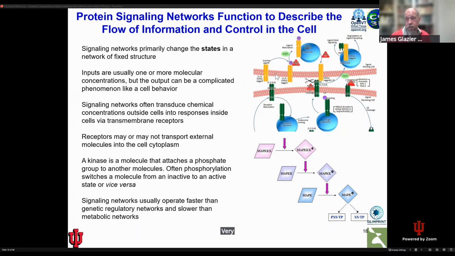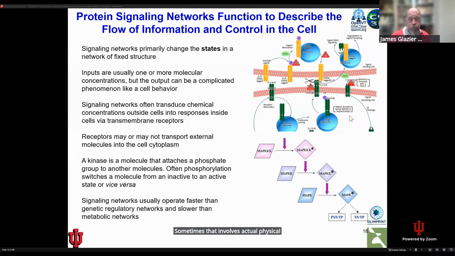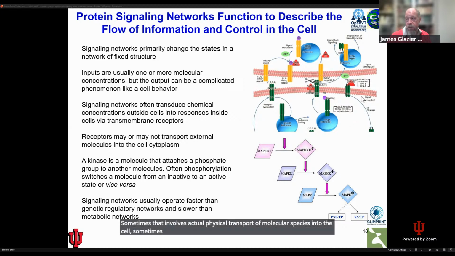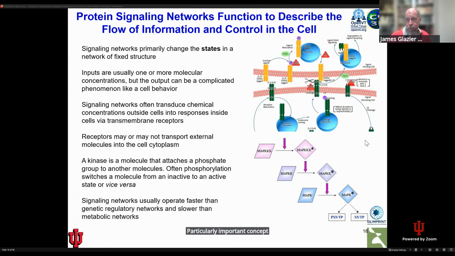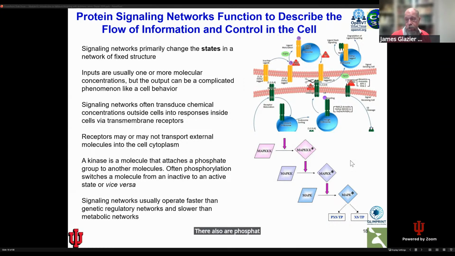Very often, they translate information, chemical concentration, contact, this sort of thing, outside the cell into responses inside the cell via transmembrane receptors. Sometimes that involves actual physical transport of molecular species into the cell. Sometimes not. It may just be conformational changes on the inside of the cell. A particularly important concept and component in this kind of network is a kinase. Kinases attach phosphate groups to other molecules. That phosphorylation typically switches molecules from inactive to active states, occasionally the other way around. There also are phosphatases that take the phosphate groups off, and so those kinds of reactions are pretty typical.